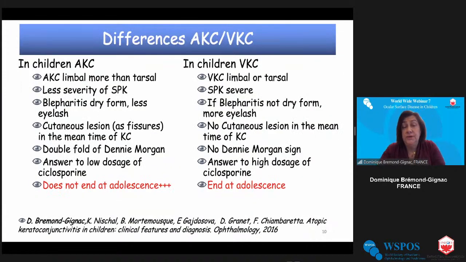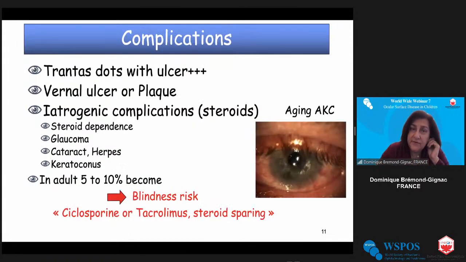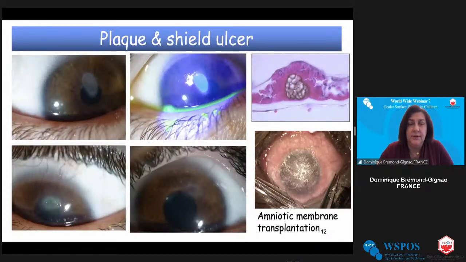So if we just summarize the differences, it's blepharitis in AKC, double fold, and the most important is that it does not end at adolescence. So this is a different prognosis, and this is to be known to the parents. We can have complications such as astigmatic dots, vernal, iatrogenic complications, and so there is a blindness risk with steroids.